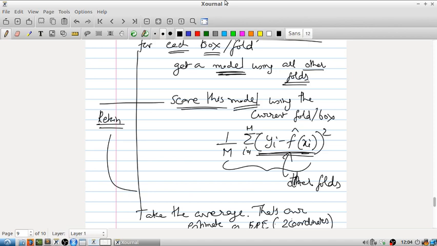On the first box, maybe there is one point here. So this is the score of the model trained on all the other boxes. That's the prediction error. You go through all the boxes in turn and take an average. It's just to keep it symmetric, you're not saving one box or the other.